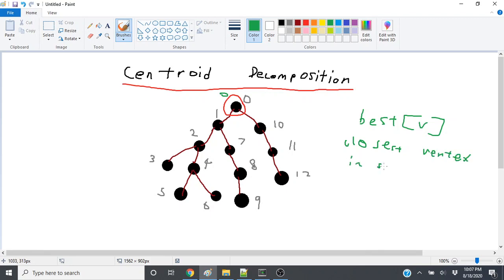In subtree. Closest red vertex in subtree. Just paint that there. Okay.